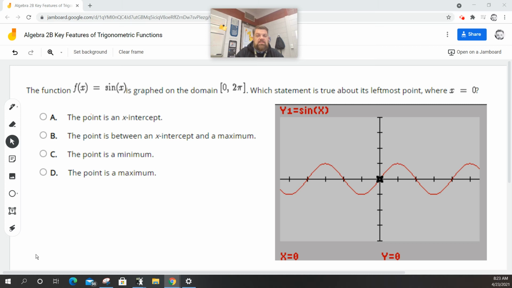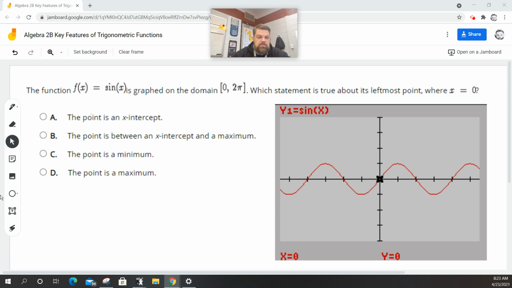Okay, so we're supposed to select the correct answer, just one. But let's read the question. It says, or statement. No, it's a question. The function f of x equals sine of x is graphed on the domain from 0 to 2 pi. Which statement is true about the leftmost point?